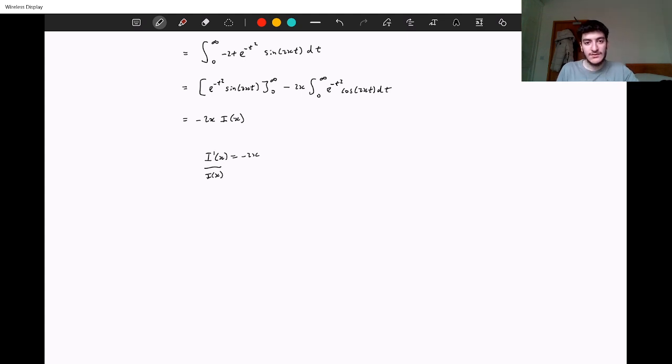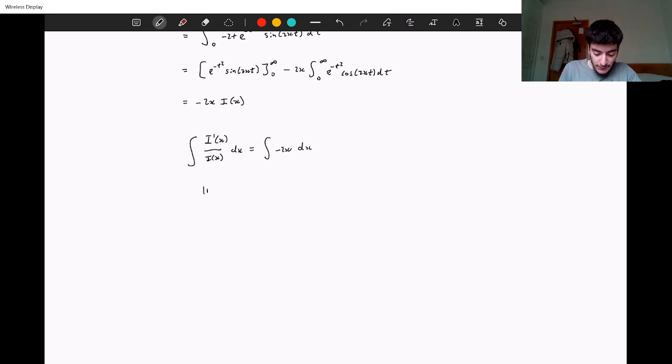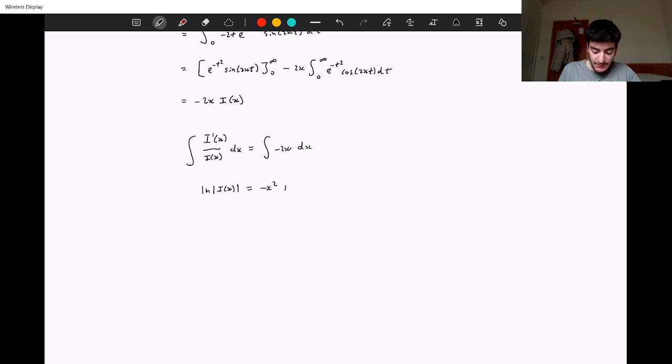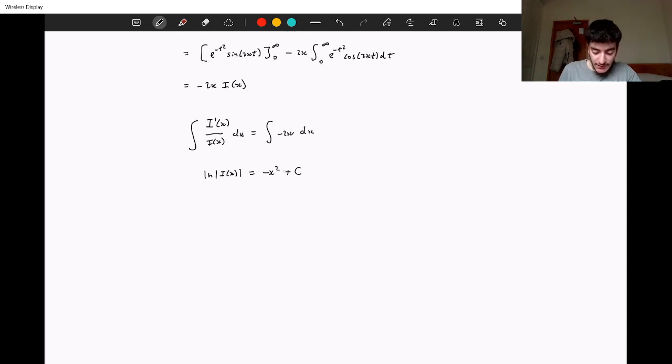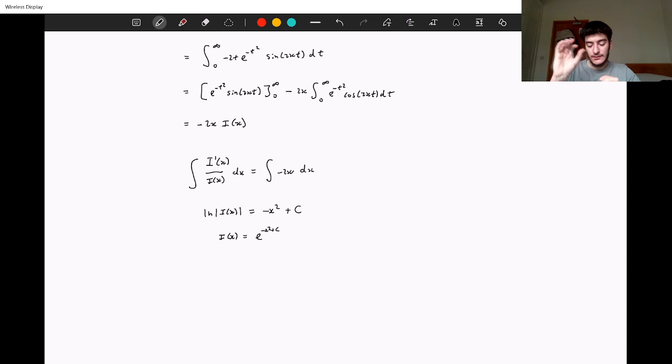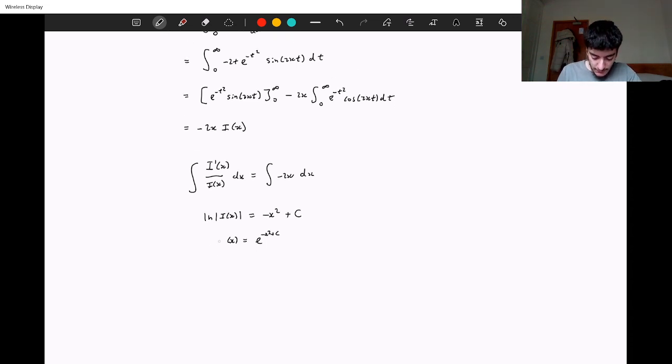And now integrate both sides with respect to x. Notice this is actually just the log, so if I integrate both sides, this is just log of I of x, which equals, the integral of negative 2x is going to be negative 2x squared divided by 2, so negative x squared plus c, where c is a constant. And we have to find c. Now if we just take e to both sides, we get I of x equals e to the power minus x squared plus c, and c is obviously in the power. So we got this relation.